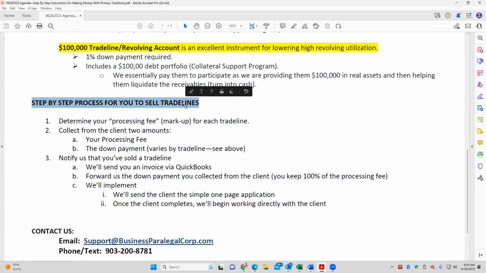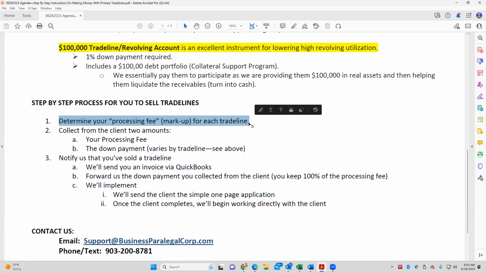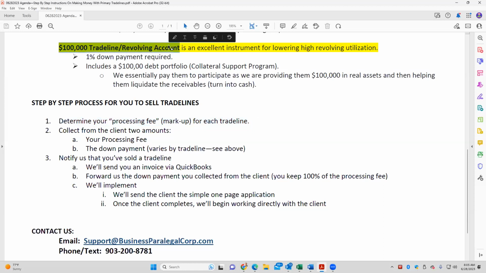Crazy simple. The first thing you need to do is determine what your processing fee is, because you're going to mark up, you're going to have a processing fee when you help someone with a $100,000 trade line. Now, you could say zero processing fee, doesn't matter, but whatever your processing fee is, that's your income. So I know some of you are doing $500, some more, some less, but it's up to you. So that's your money. But first you need to decide what your processing fee is.